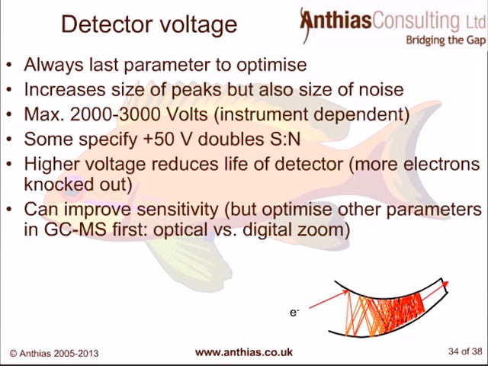If you compare it to a camera, increasing your detector voltage is really like improving your digital zoom. It's just what you're seeing, you're actually making bigger. But by optimizing the rest of your GCMS method, it's almost like optical zoom, where you're pulling everything much closer towards you, so you can actually see it much clearer. So do everything else first, and detector voltage last.